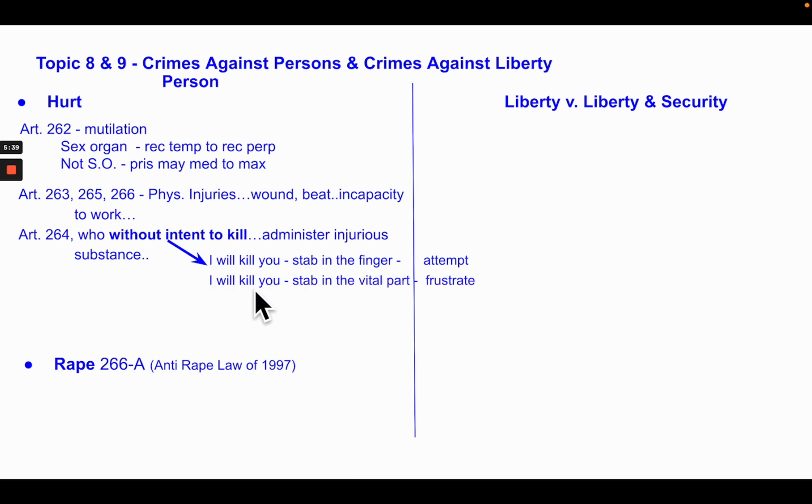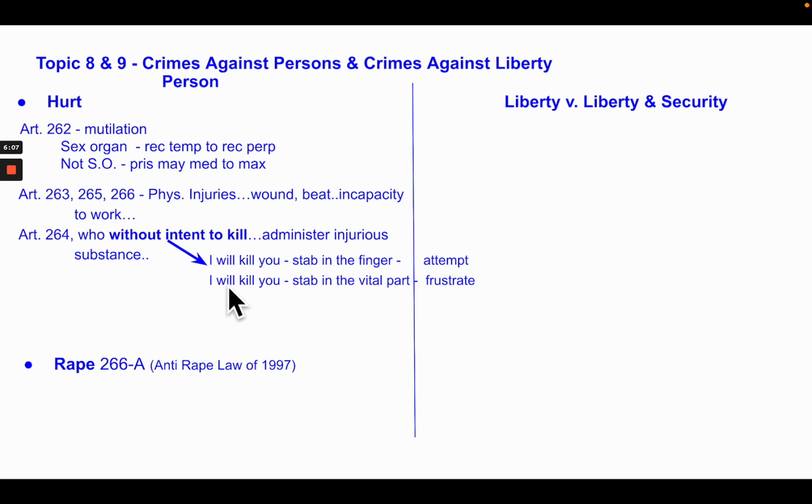The attempt to kill is established, and the person was able to stab the victim in a vital part of the body. There's testimony from a medical expert saying that had it not been for the immediate medication, the person would have died, right? And the person survives. That is your frustrated killing, right? Because there's an attempt to kill.